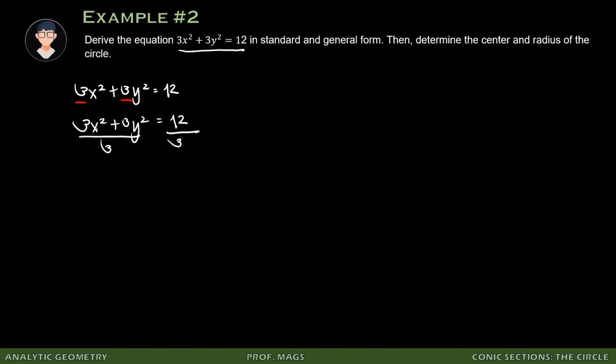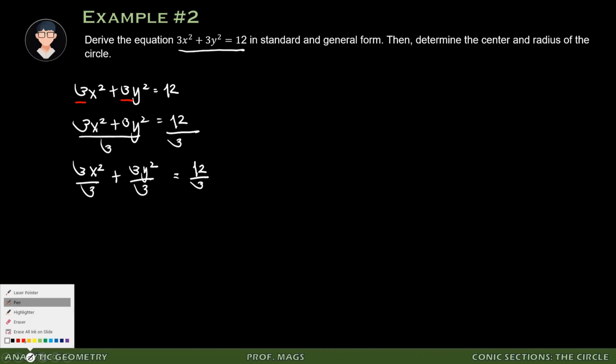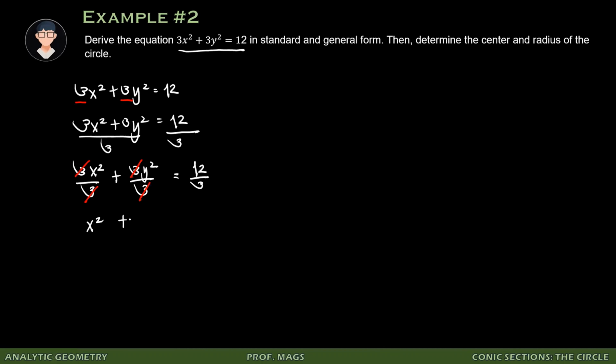Since hindi na yung ating coefficient, hindi na siya fraction. Diba dun sa example number 1, fraction siya because ang kanyang coefficient is 1/9. In example number 2 naman, hindi siya fraction because our coefficient in the equation right here is 3. So we divide both sides by 3. So 3x squared all over 3 plus 3y squared all over 3 is equal to 12/3. Then you can cancel this out. That will become x squared plus y squared is equal to 12 divided by 3 is 4.